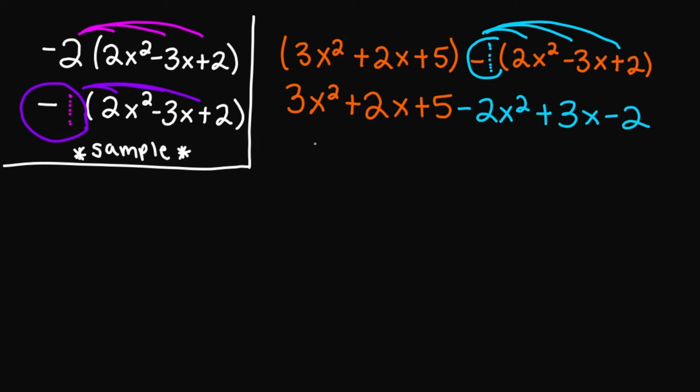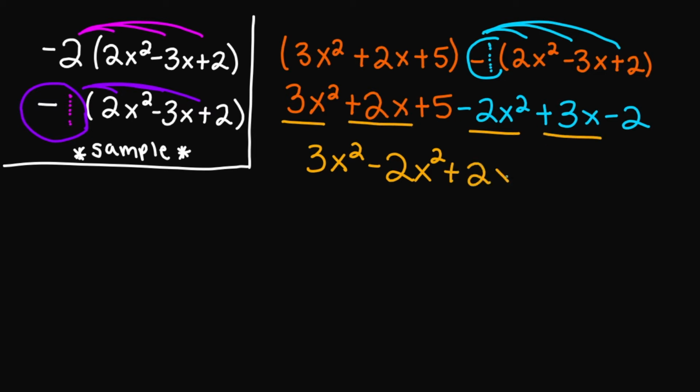Now let's go ahead and clean this up and bring our like terms next to each other. So we have 3x squared here and negative 2x squared. So I'm going to write 3x squared minus 2x squared. Then we have 2x here and a 3x. So I'm going to write plus 2x plus 3x. And then we have 5 and negative 2. So I'm going to write plus 5 and minus 2.